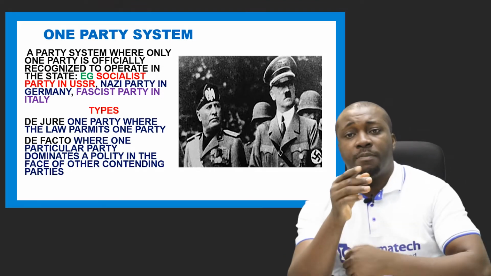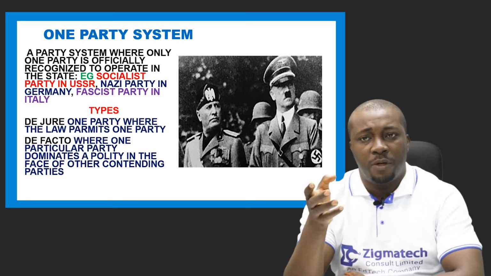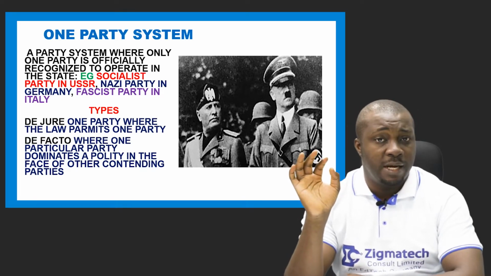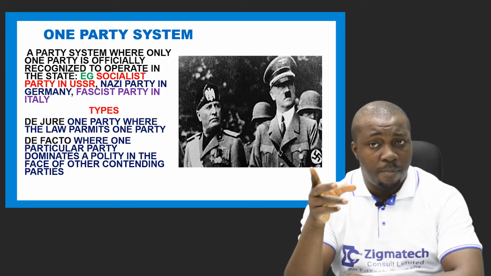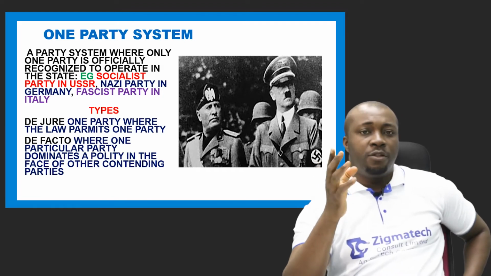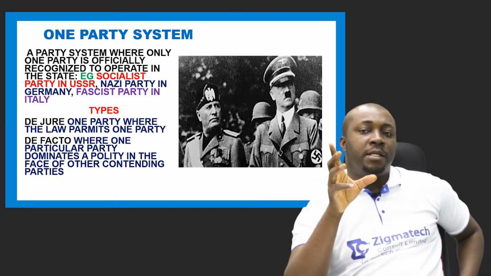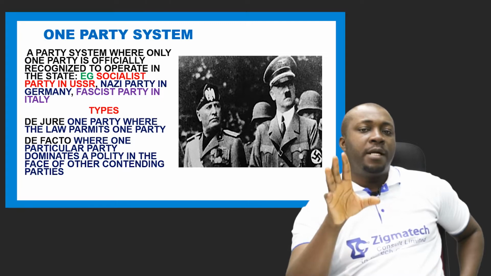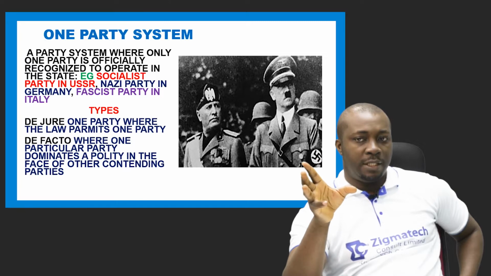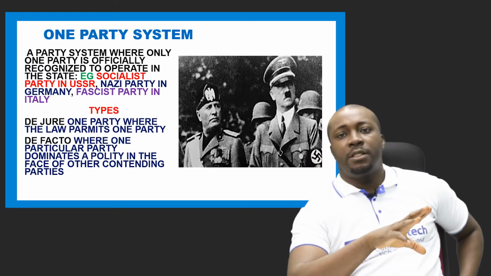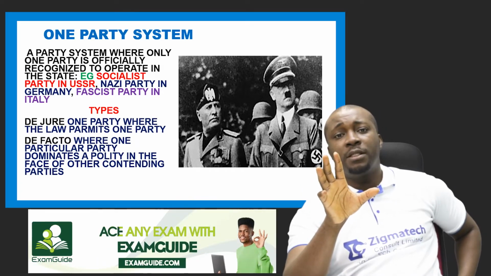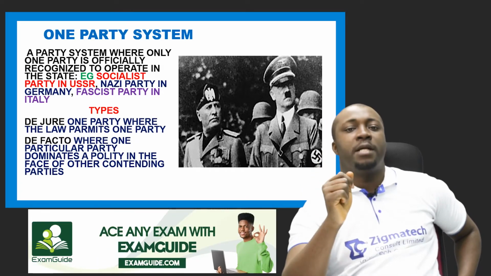During the time of the Socialist Party, the Union of Soviet Socialist Republics, we had a one-party state. The Nazi Party, during the time of Adolf Hitler in Germany, operated a one-party state. The Fascist Party in Italy, under Benito Mussolini, operated a one-party system. So you see that one-party system basically operates in a totalitarian state, like a communist state, a fascist state, a Nazi state. These are the places you can see a one-party system.